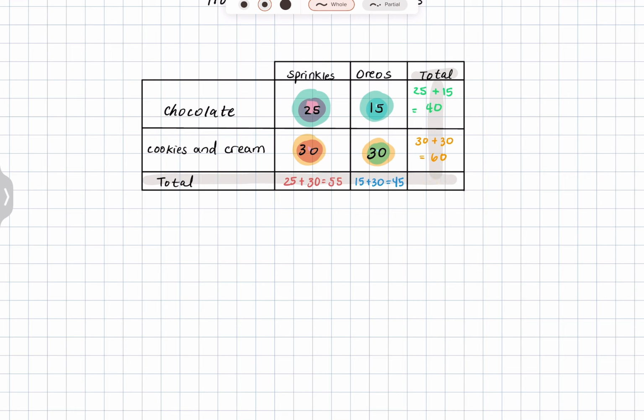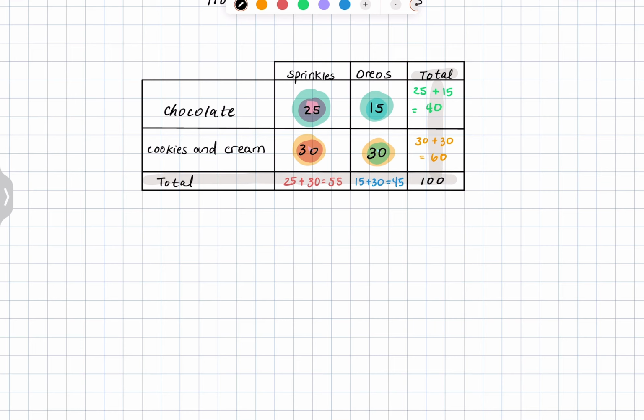It really doesn't matter. You can choose. And remember, you're not adding 55 plus 55 plus 40 plus 60. No, you're only adding one side. So 40 plus 60 or 55 plus 45. So only one set of totals because you're going to get the same number.